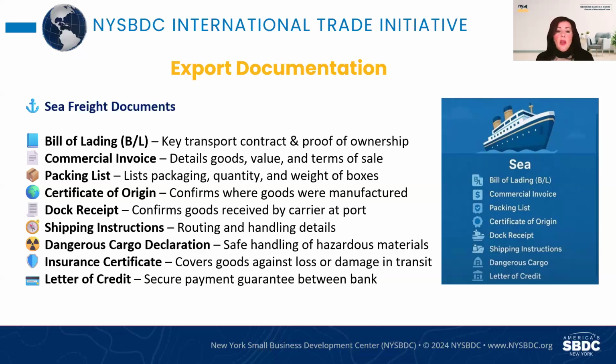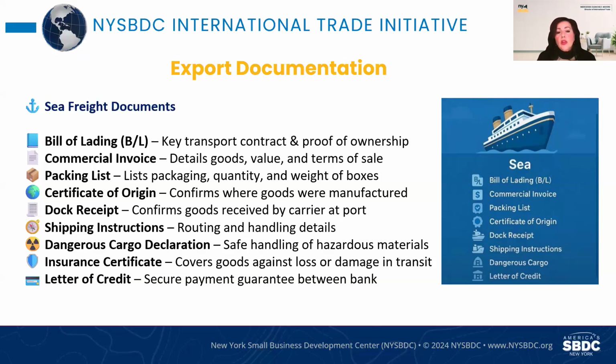Then the dock receipt is that the goods are received by the carrier. Also, you can provide shipping instruction. The shipper letter of instruction will provide all the details and include everything that all these documents list. Other documents include dangerous cargo declaration. This is both for sea and air.